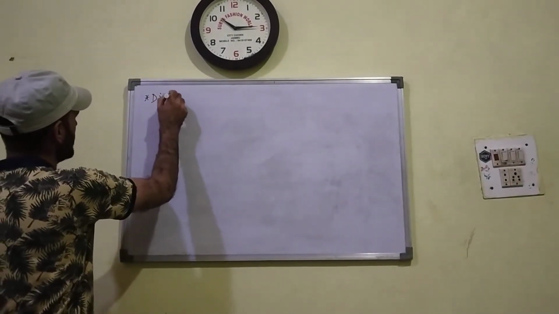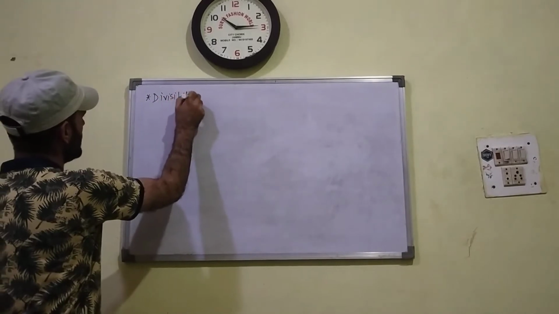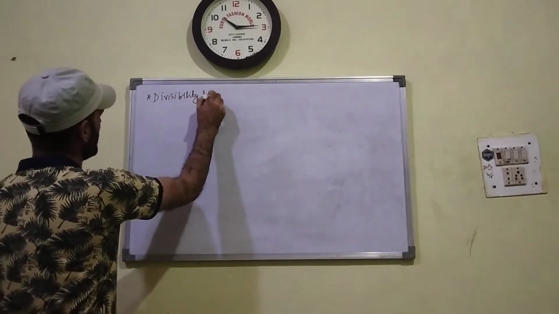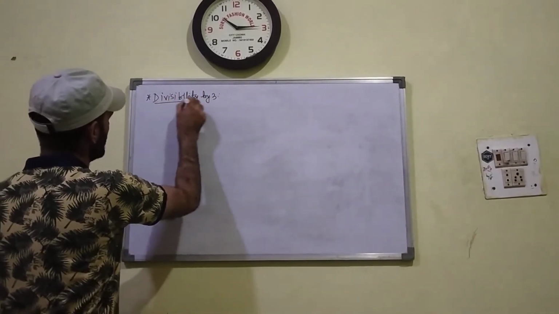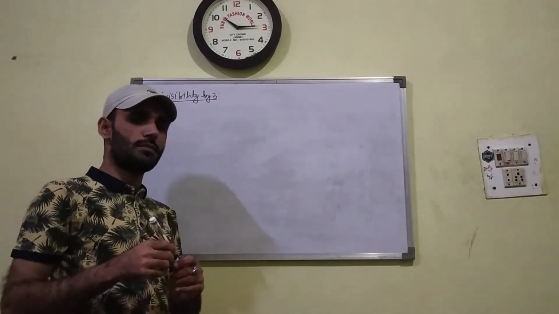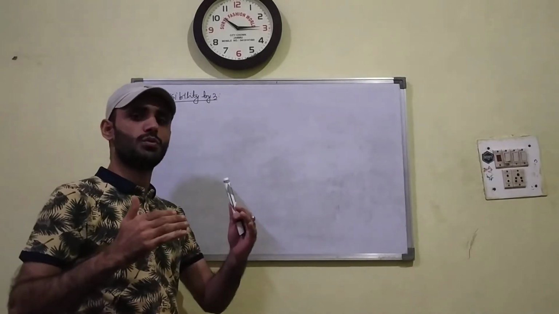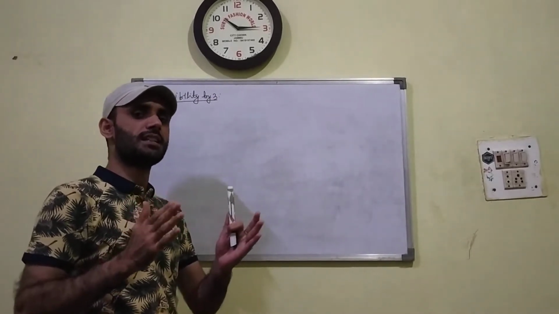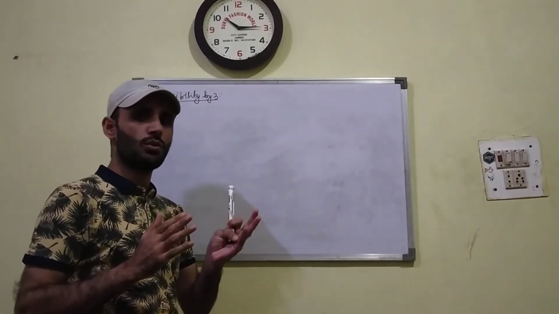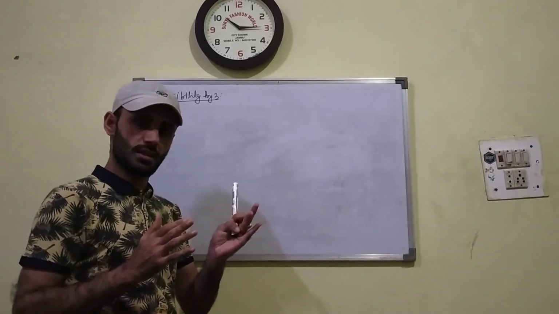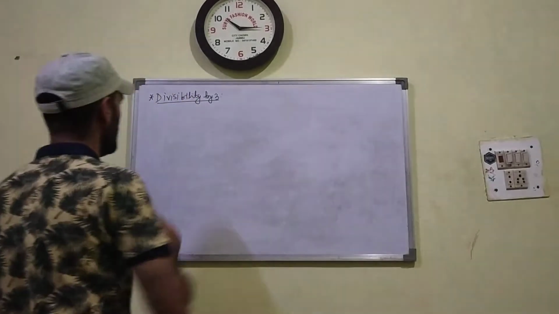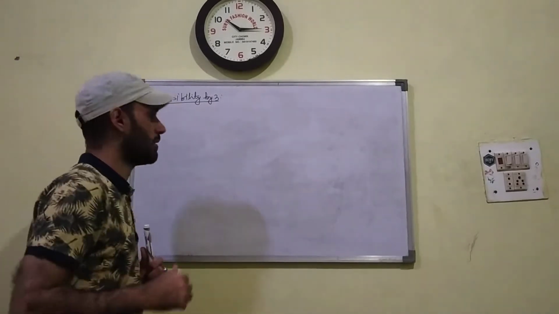Divisibility by 3. Yesterday we discussed the divisibility by 2. Any number is divisible by 2 if the digit at its ones place is either 0, 2, 4, 6 or 8. Now today we will discuss the remaining tests.